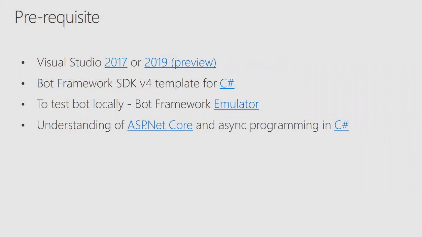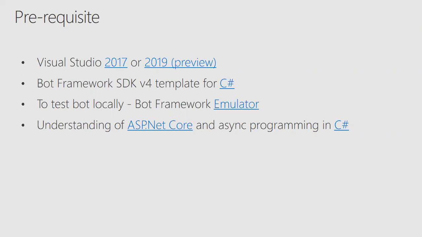Here you can see you require Visual Studio 2017 or 2019, which is in preview, as your development IDE. Then Bot Framework SDK v4, that is, the version 4 project templates for C#.NET. Then to test your bot locally, you require the Bot Framework Emulator, so that you can host your bot application on localhost and test it inside the emulator.